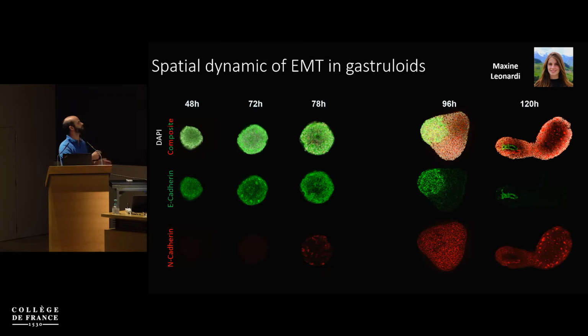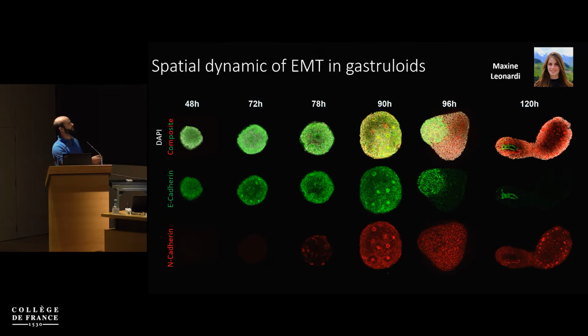And so if you try to go a bit more precise in time, you can see that the induction of N-cadherin begins, seemingly sporadically, in a few variable locations in the gastruloids. But when you go to this time point, you can now see that most cells co-express both E- and N-cadherin in the gastruloids. So this tells us that indeed the activation of N-cadherin occurs before the repression of E-cadherin. But this doesn't tell us anything about the identity of the cells that do the switch.